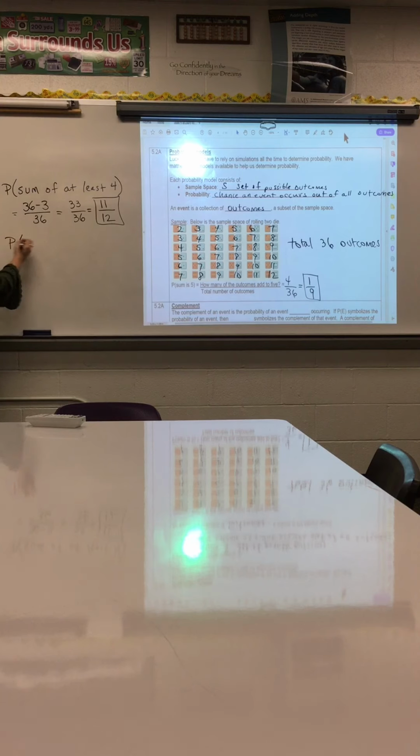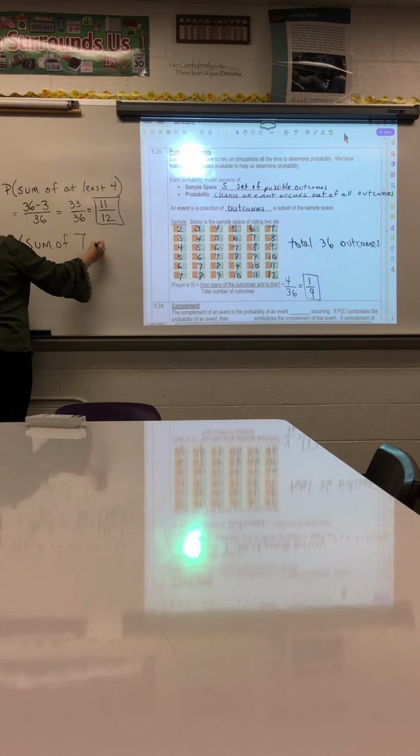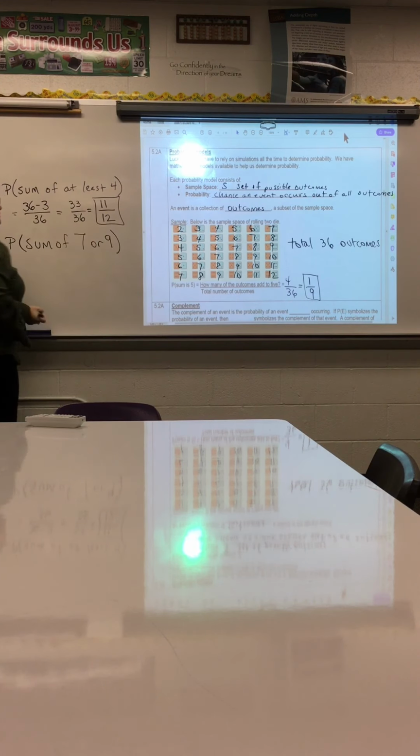Alright, what is the probability that we get a sum of 7 or 9? A sum of 7 or 9. So we want to look for how many ways or how many outcomes give us a 7 or a 9, and then that is still out of the total outcomes. So how many sums of 7 do we get? 6. How many 9s do we get?